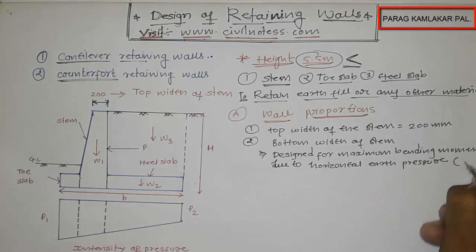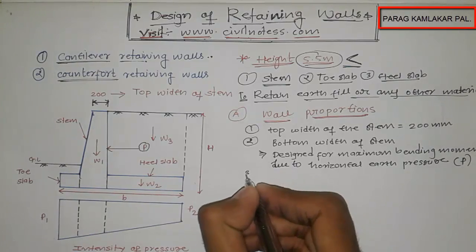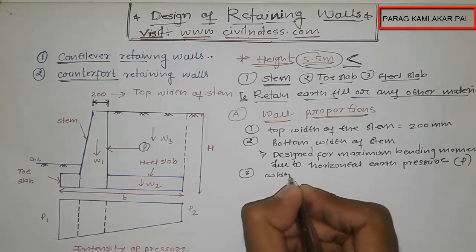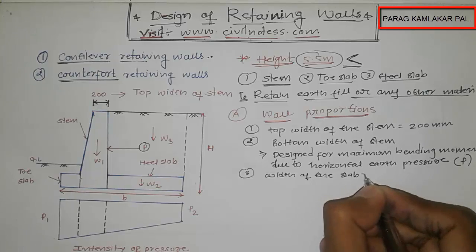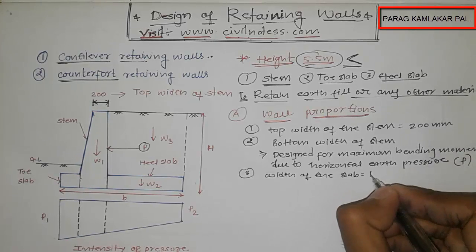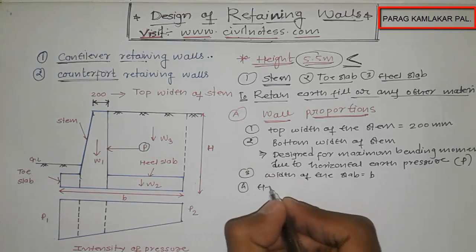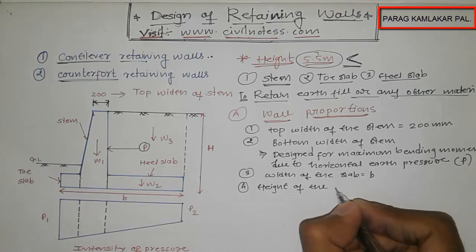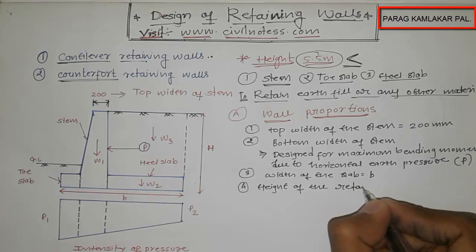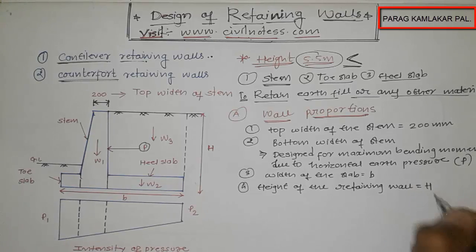Okay, which is nothing but what we call P. Now the width of the slab is given by small b. Okay, the height of the retaining wall is given as capital H.